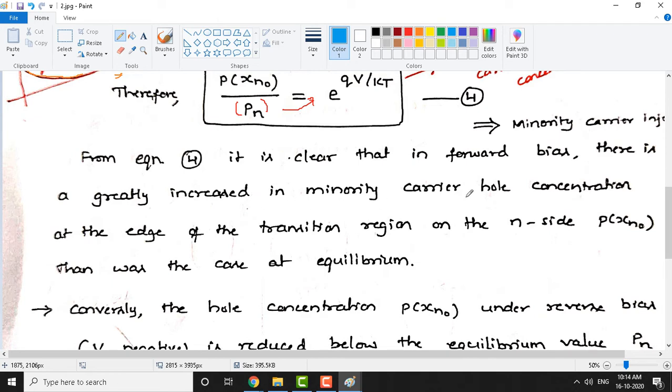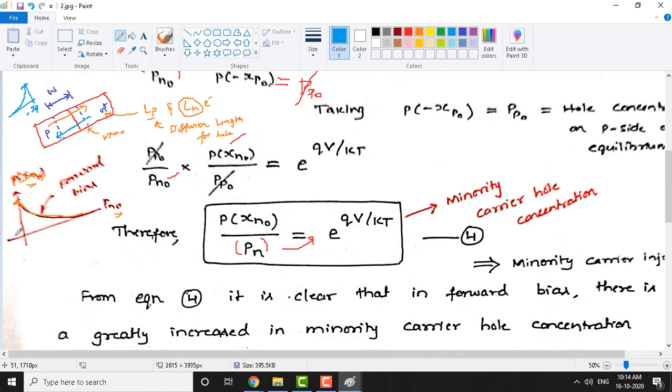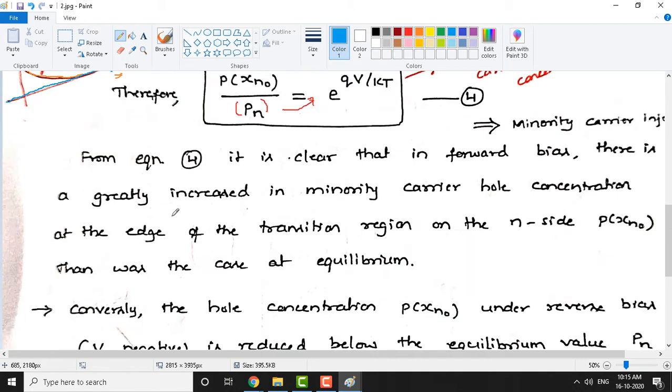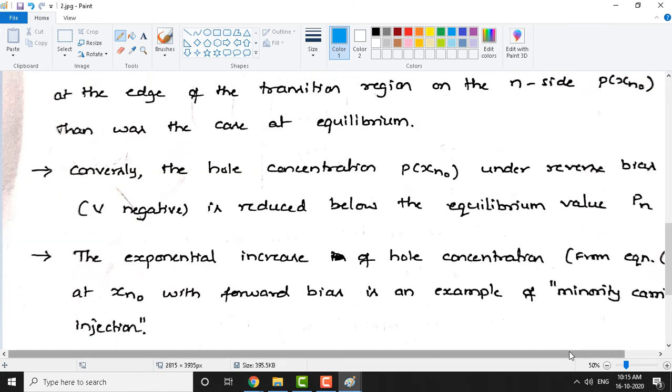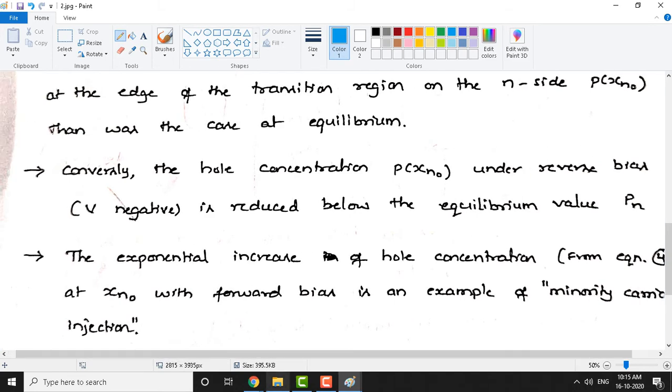There is a greatly increased minority carrier hole concentration at the edge of the transition region on the n side, P of xn naught. That was the case at equilibrium. This bottom line indicates the equilibrium condition, which is Pn naught. So this is P of xn naught as a function of distance; it keeps decreasing and becomes equal to Pn naught as you move deeper into the neutral n region. Conversely, if you look at the hole concentration P of xn naught under reverse bias, V negative, it is reduced below the equilibrium value Pn. I will show this with reference to these two graphs, so that you can better understand.